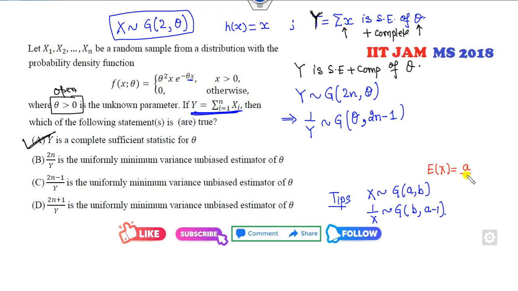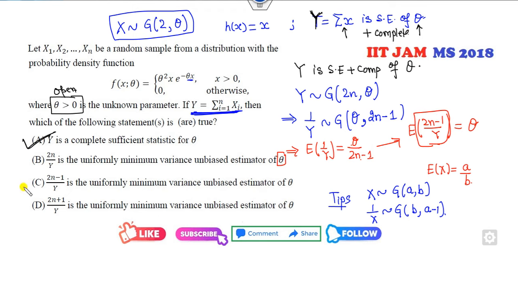The expected value of the gamma distribution is a over b. Now I have 1 over y, so I find the expected value of this, which is a over 2n minus 1. I need theta in the numerator, so the expected value of (2n minus 1) over y is theta, so this is the right answer. So A and C are correct.